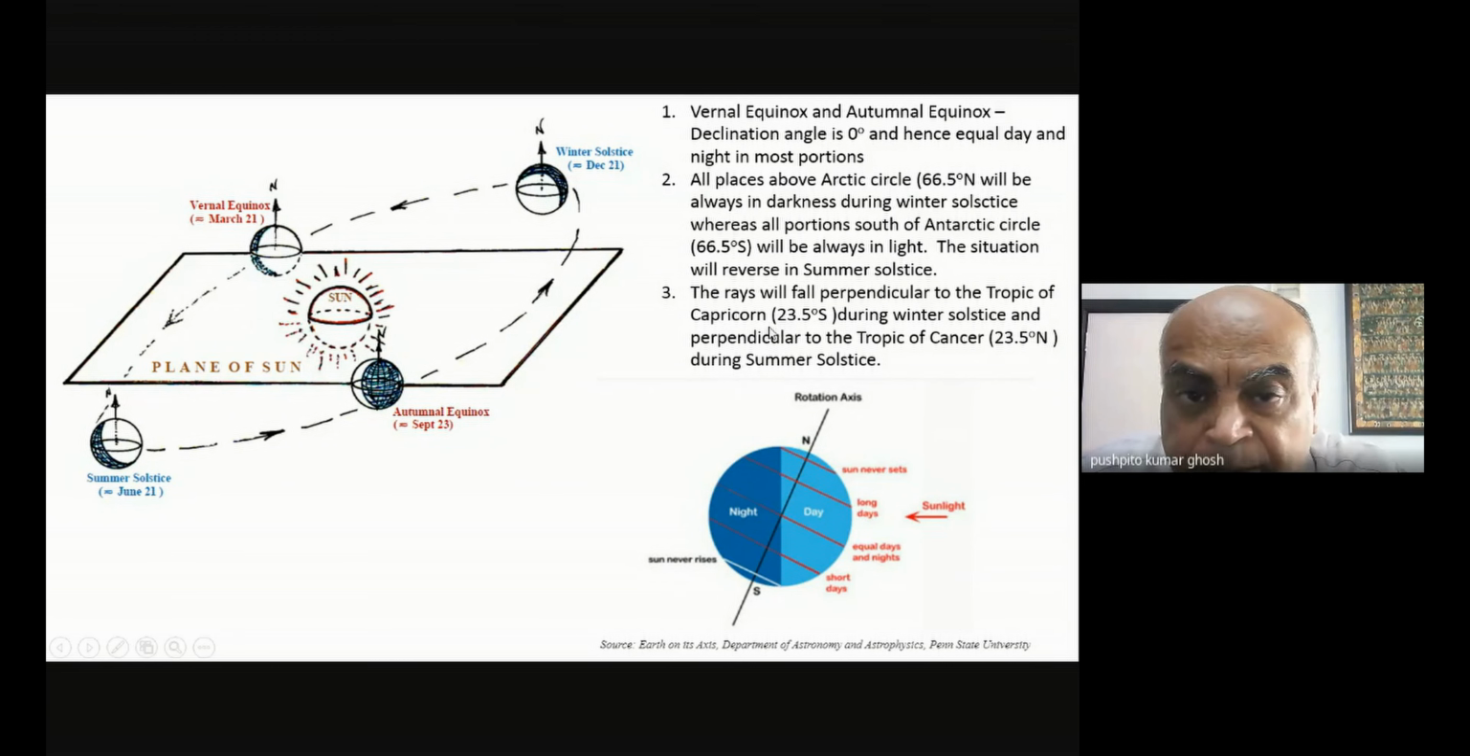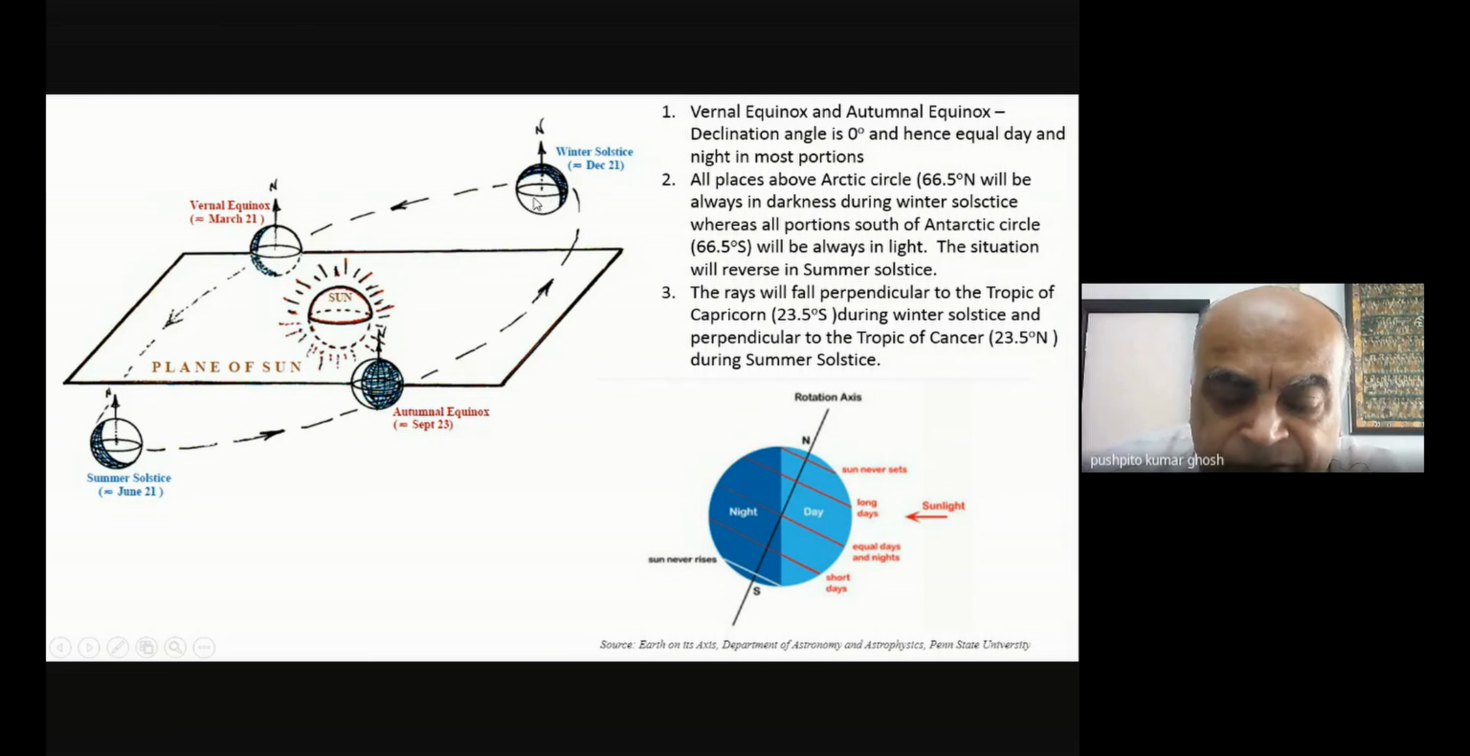Now if you see these angles, the Tropic of Capricorn, which is to the south of the equator, is at an angle of 23.5 degrees south, which is equivalent to the tilt angle, how much the Earth is tilted. And similarly, the Tropic of Cancer is 23.5 degrees north of the equator. So the angle it is making with respect to the equator is 23.5 degrees, and in the other case, it is minus 23.5 degrees.